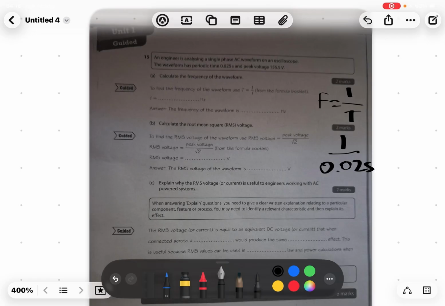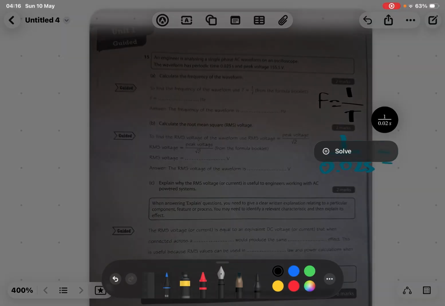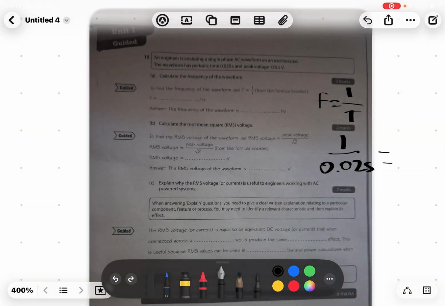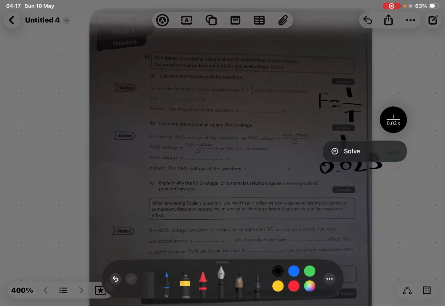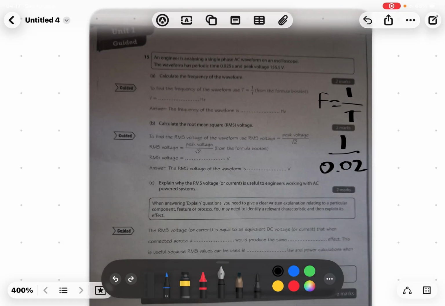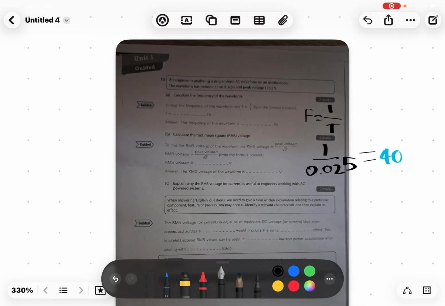So we do 1 over 0.025, and then that equals to... Let's just demonstrate what it equals to. Okay, why does it equal to that? If I go in my calculator and I check what 1 over 0.025 does equal to, it does equal to 40.